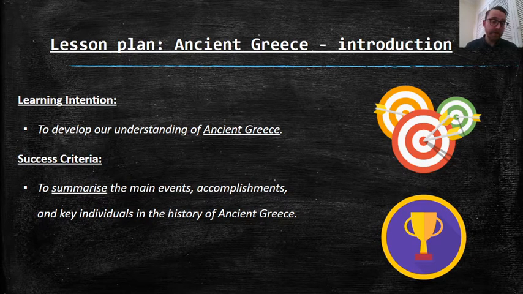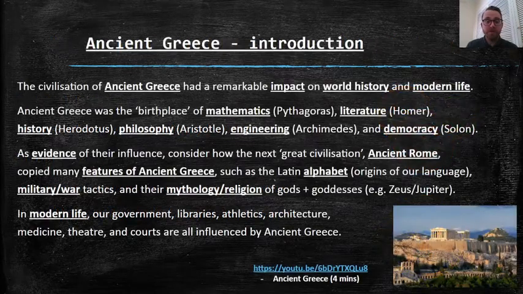So we're not learning everything there is to know in one lesson. This is just an introduction, so a starting point for our next ancient civilization. So, the civilization of ancient Greece had a remarkable impact on world history and modern life. Ancient Greece was the birthplace, so it was the starting point. It was the first page in books about mathematics.